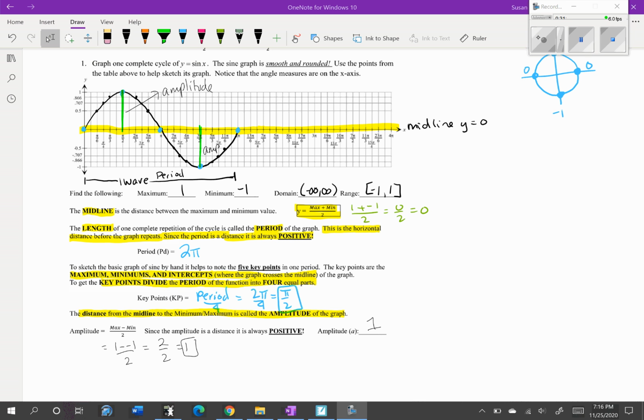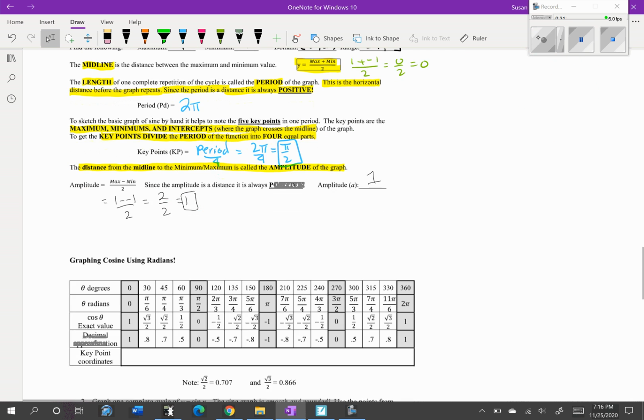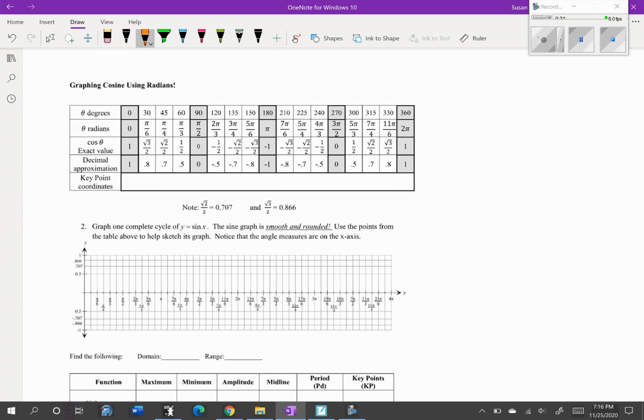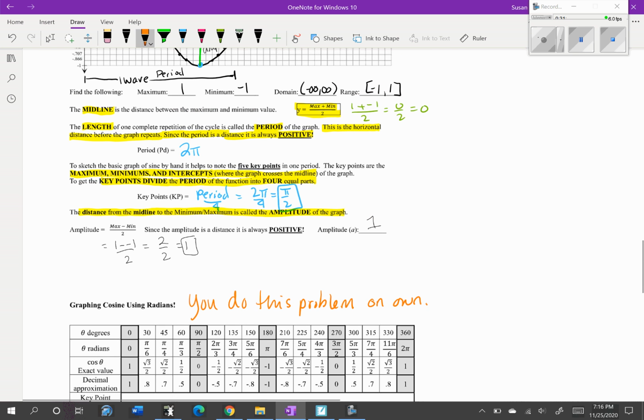And of course, we could keep repeating those values to get another wave, but we're just going to leave it like that because we're going to talk about sine and cosine again later. So I want you guys to do this problem on your own. This is now using cosine values on your circle, and then you're going to plot the points and then find the domain and range, and then answer these following things in the table right here: the maximum, minimum, amplitude, midline, period, and the key points. And that is it for this session.